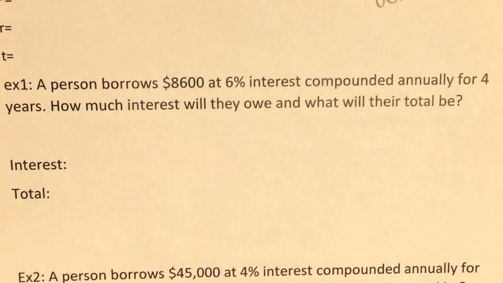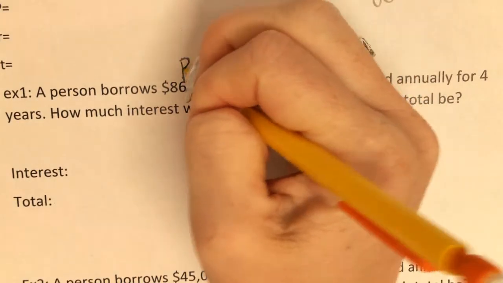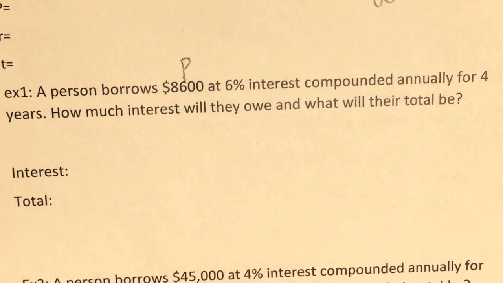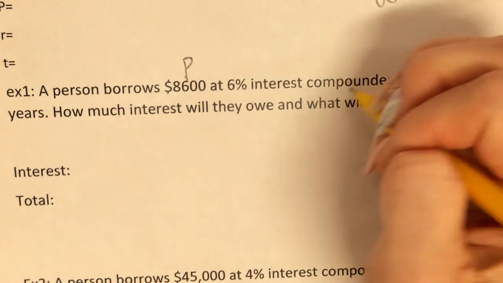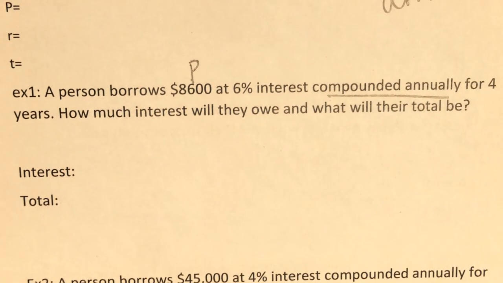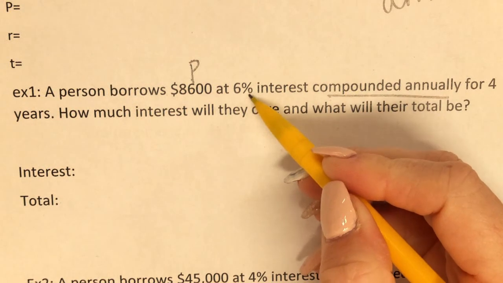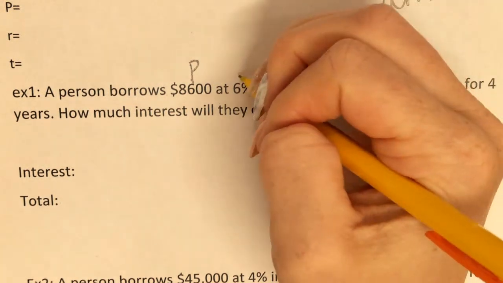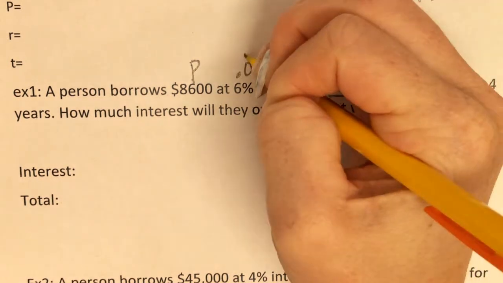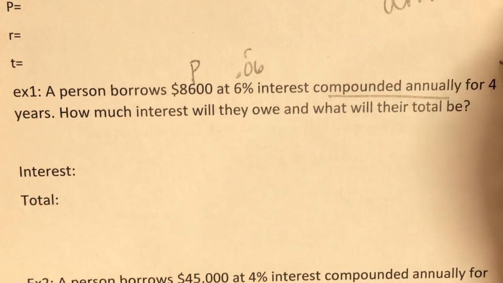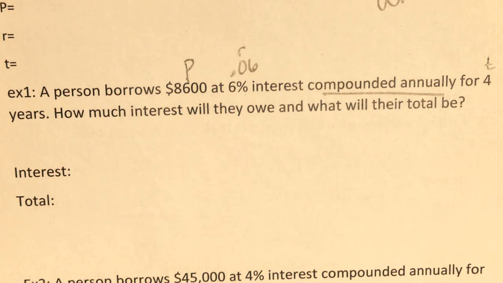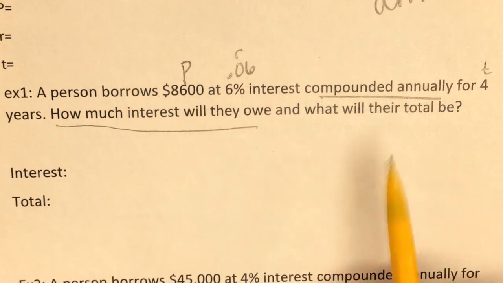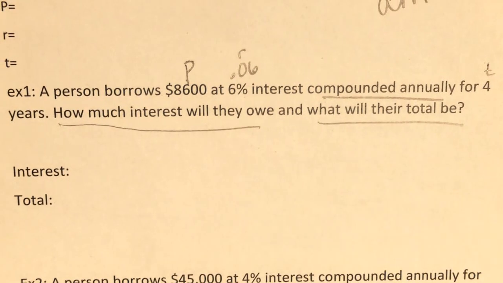Let's do example 1. A person borrows $8,600. That's my P. At 6% interest, compounded annually. So what am I going to do to this percent? Divide by 100 to turn it into a decimal, which is 0.06. That's my R. And my T is 4 years. I have 2 questions to answer. How much interest will they owe, and what will their total be?